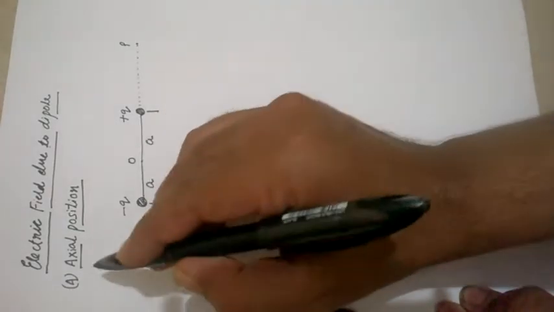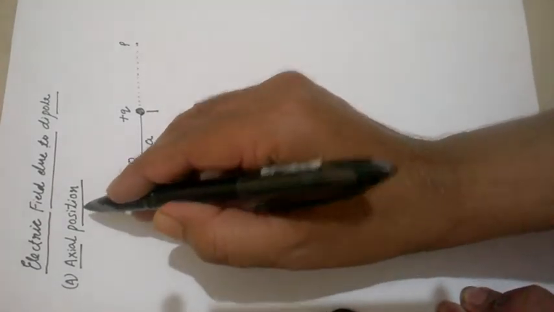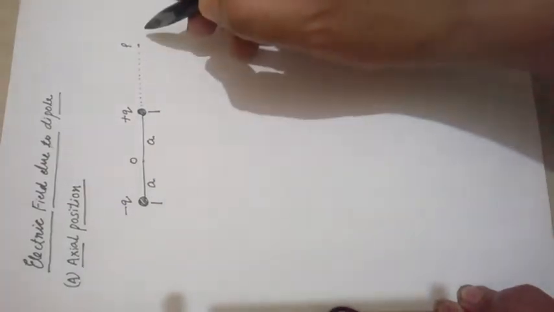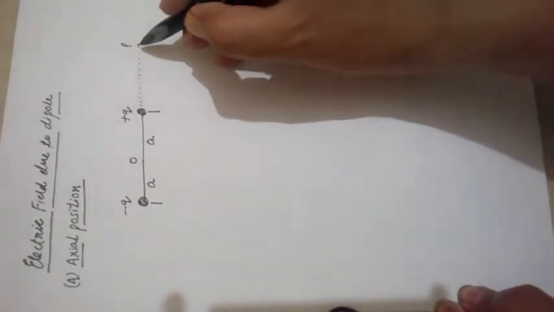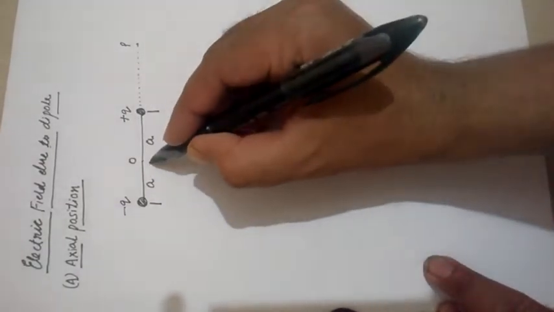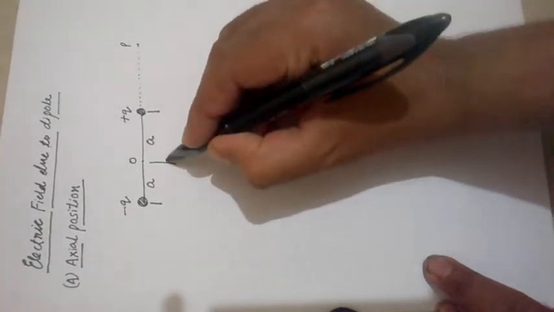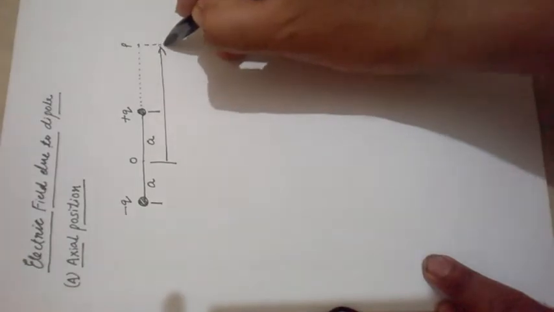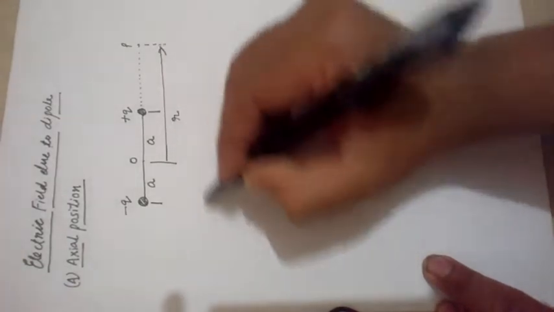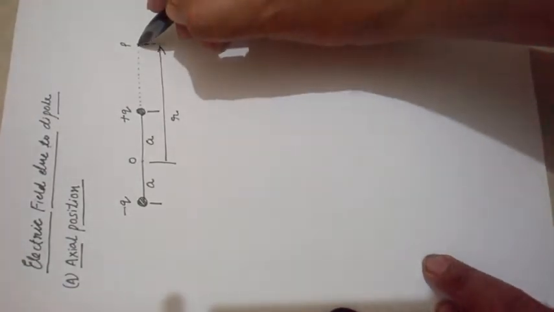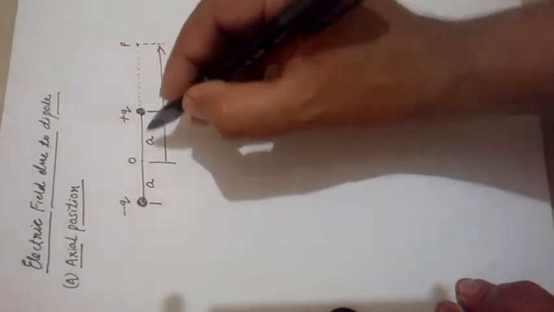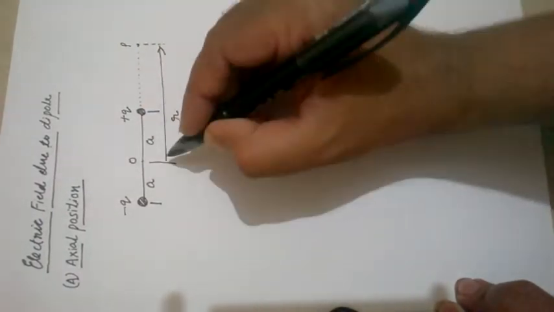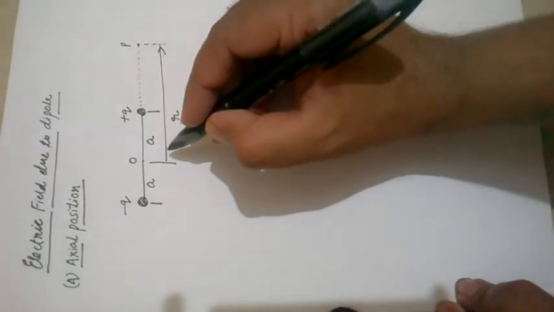First of all, let us see the axial position. What do we mean by axial position? This is the axis of the dipole, and I will consider this point P, which is at a certain distance r from the center of the dipole. We have to find the electric field at P due to this arrangement called an electric dipole, at a distance r from the center of the dipole.